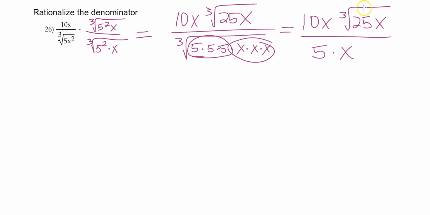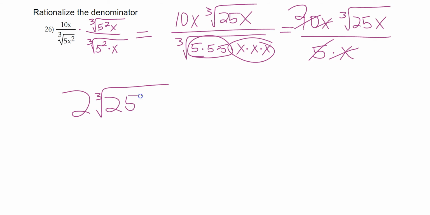I know I can't reduce this radical because I didn't give it enough. I only gave it 2 5s and 1 x, and it's a cube root. I would need 3. Now that I have rationalized the denominator, I do see some simplification. For example, this x divided by x is 1, and 10 divided by 5 is 2. So I end up with just an expression, 2 times the cube root of 25x.